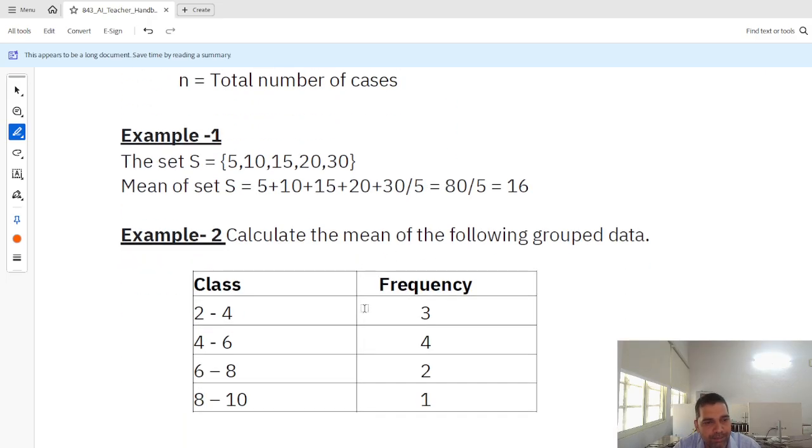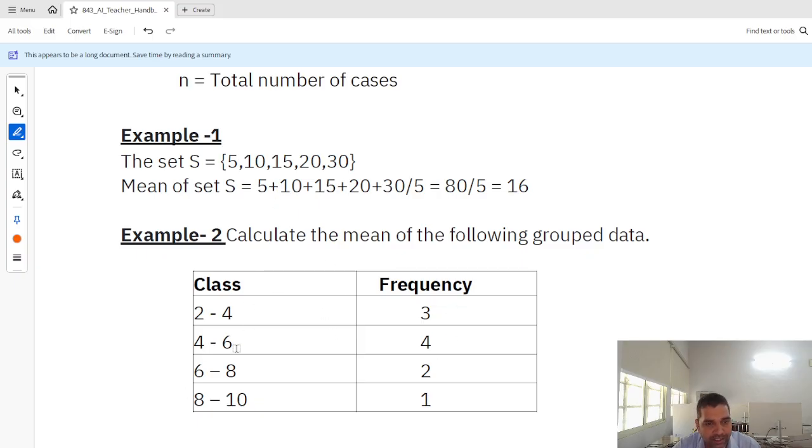Here is a small example you can see. From class 2 to 4 is the interval, and the value comes 3 times in the frequency. Between 4 to 6, 4 times; 6 to 8, the value is observed 2 times; and 8 to 10, it is observed 1 time.